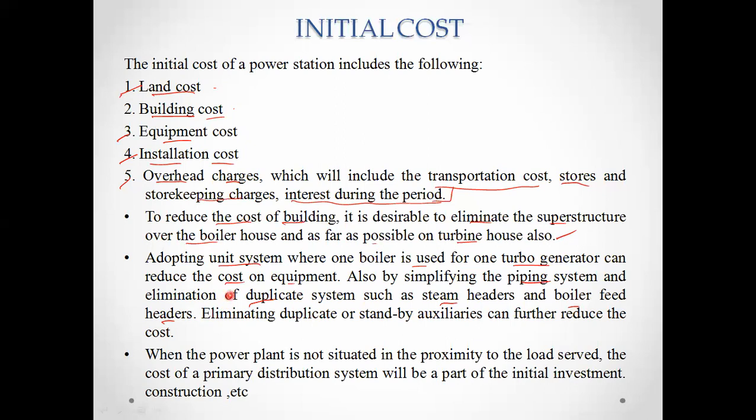Okay, so in this way we can go on cost cutting. What about eliminating the duplicate or standby auxiliaries? This can reduce the cost. And if the power plant is not situated in proximity to the load center, the cost of the primary distribution system will be a part of the initial investment and the construction.